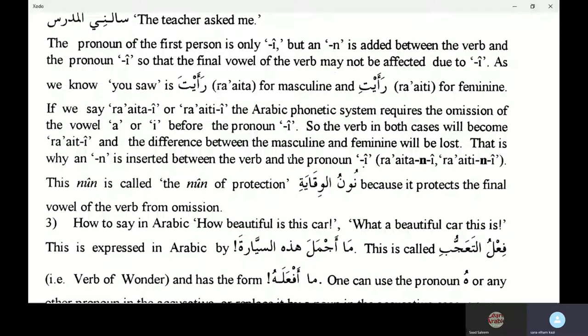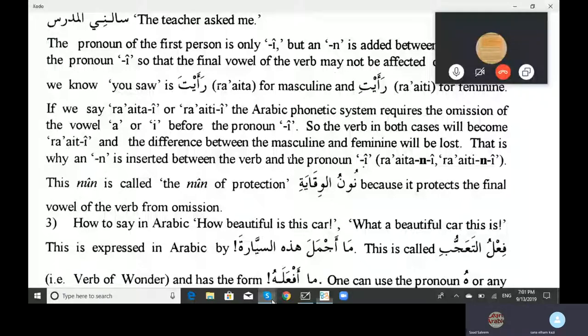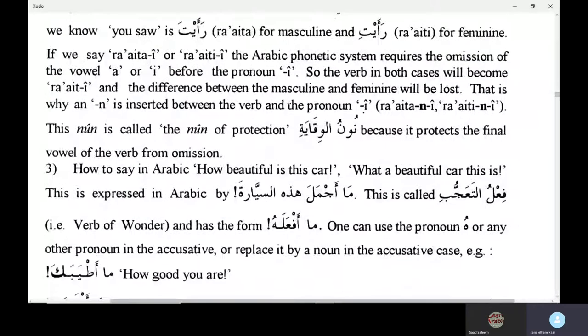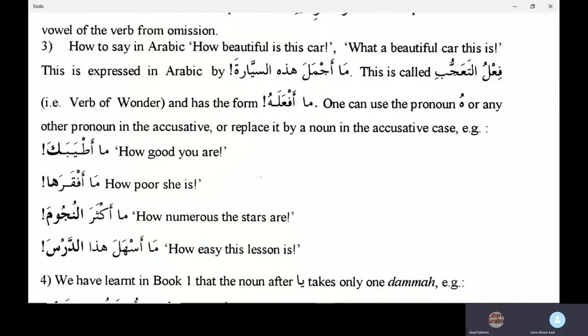Because it protects the final vowel of the verb from omission. How to say in Arabic, how beautiful is the car? What a beautiful car is this? This is expressed in Arabic by Ma Ajmala Hazihi Sayarata. This is called Fail al Ta'ajubi, verb of wonder, and has the form of ma af'alu. One can use the pronoun hu or any other pronoun in the accusative or replace it by a noun in the accusative case. Example, ma atyabaka, how good you are.